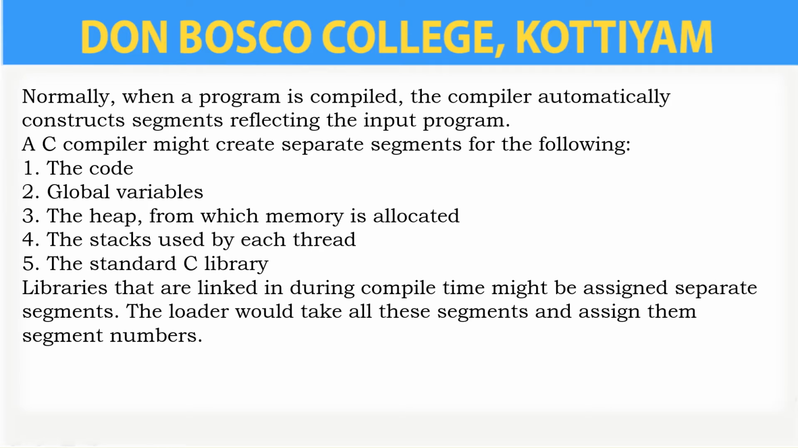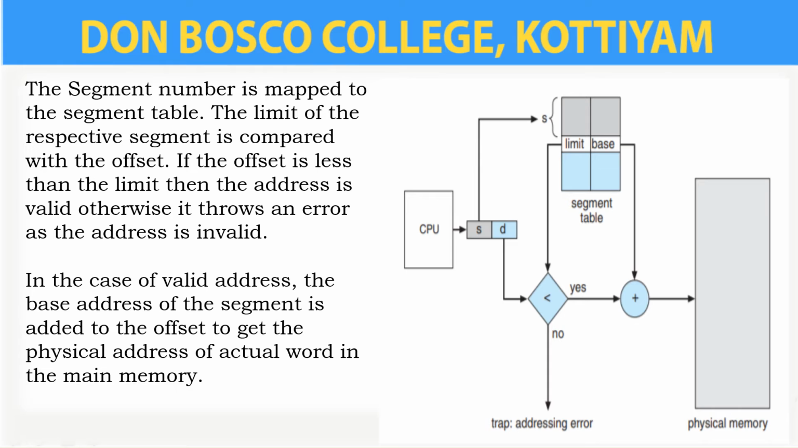If we are writing a C program, then the C compiler may be creating different segments for the following. That is, for the code, it will be creating a separate segment, for global variables, and also for the heap, the stack, and the standard C library, it will be creating separate segments, and these will be linked during compile time.